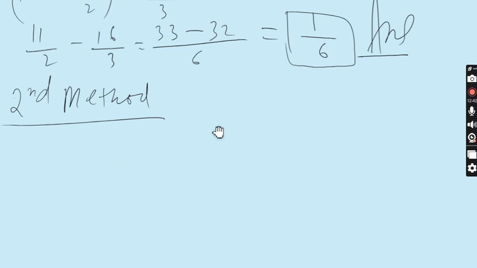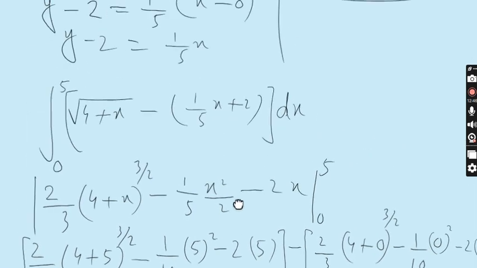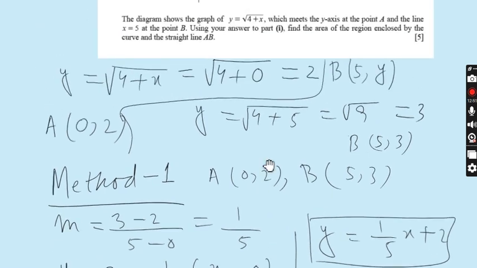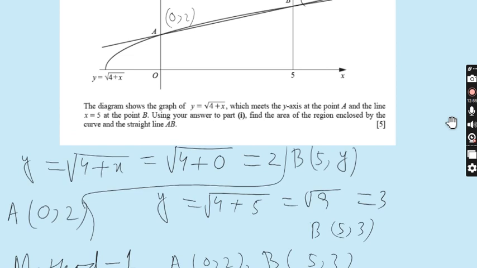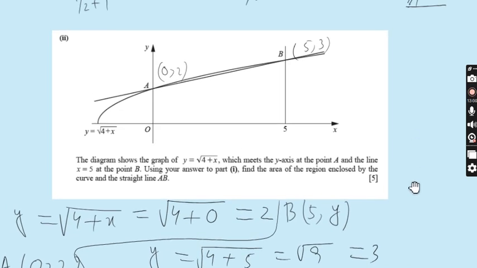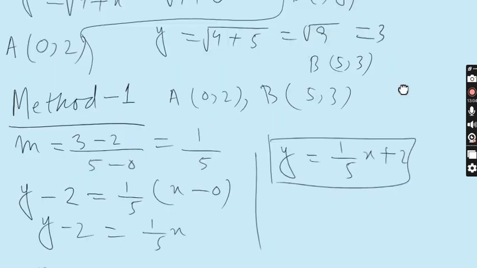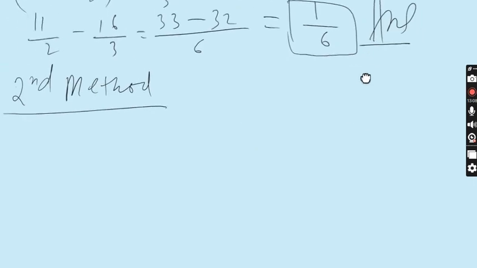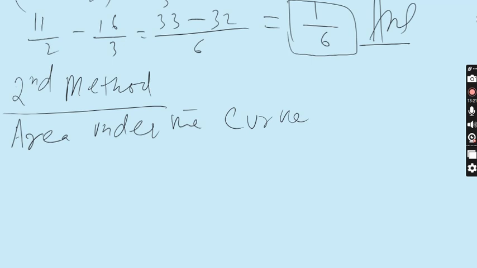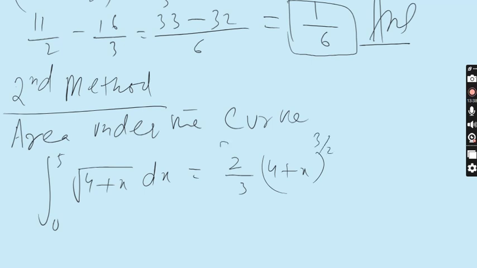For the second method, it is also very easy. See carefully. First find the area under the curve. I am writing over here, area under the curve. So integrate 0 to 5, square root of 4 plus x, dx. We have already integrated it in part number 1, 2 upon 3, (4 plus x) power 3 upon 2, and the limit is 0 to 5. This is the area under the curve.